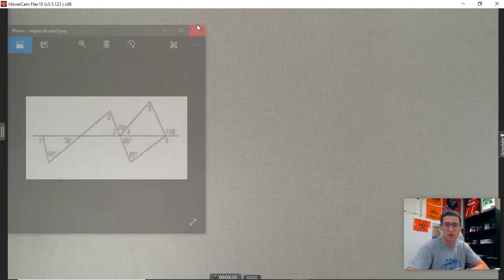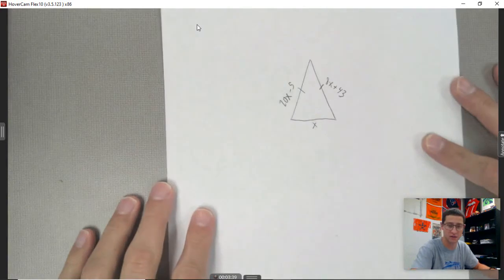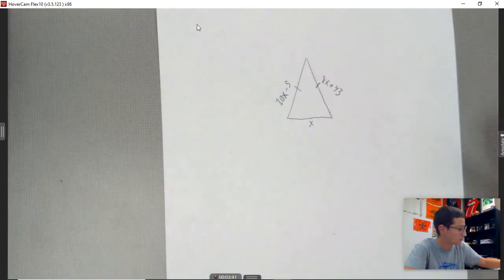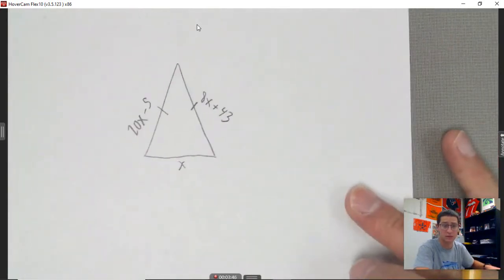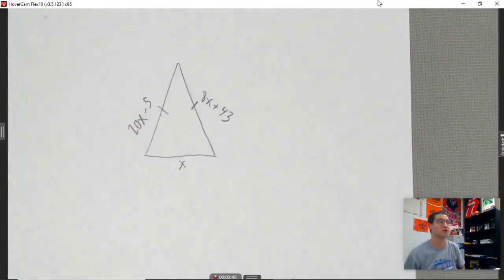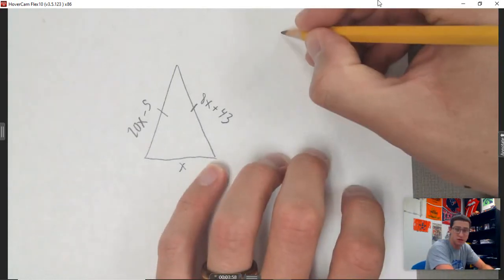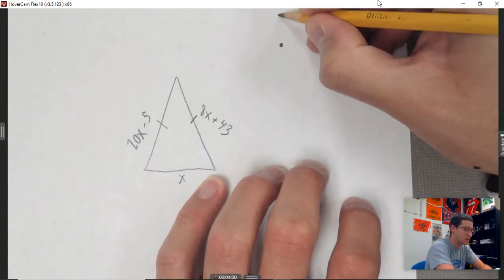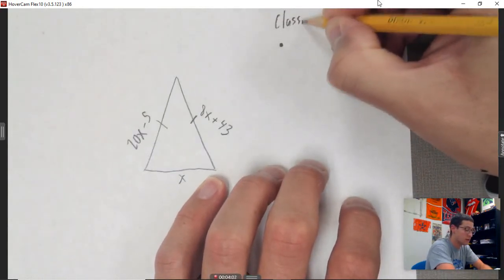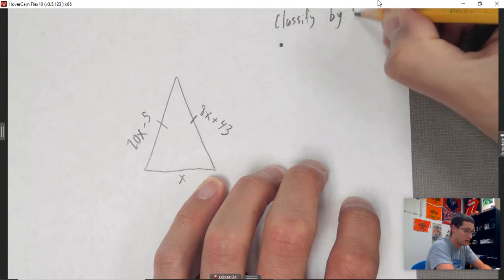Is these types of problems. So let's say I had something like this, okay? And let's zoom in a little bit here. Okay, let's say I had something like this. So in the video, we talk about the different types of triangles, classifying triangles based on the types of sides they have. Let's go ahead and talk about our options. So I'm classifying by sides.